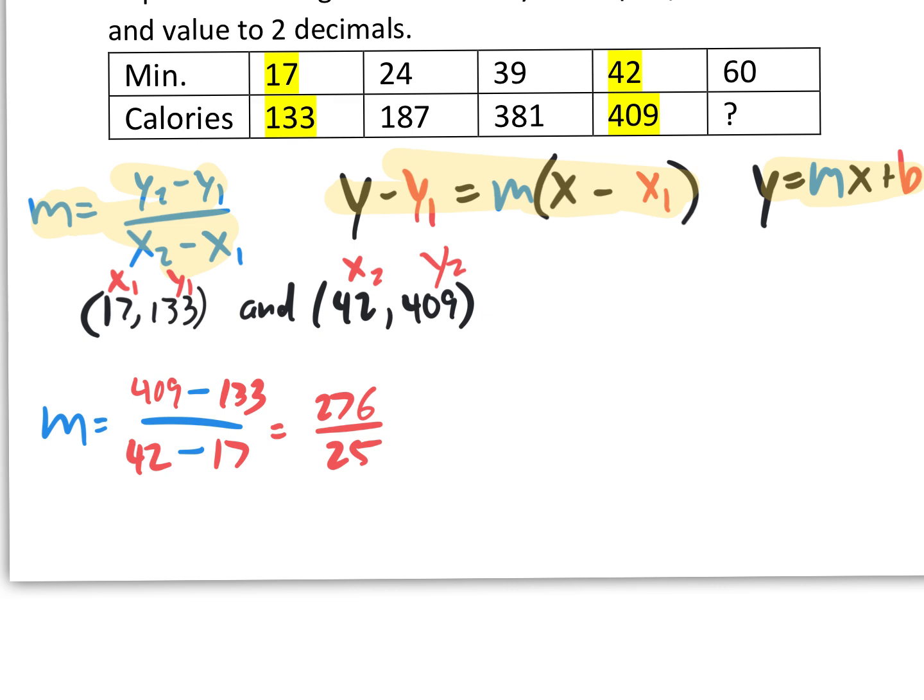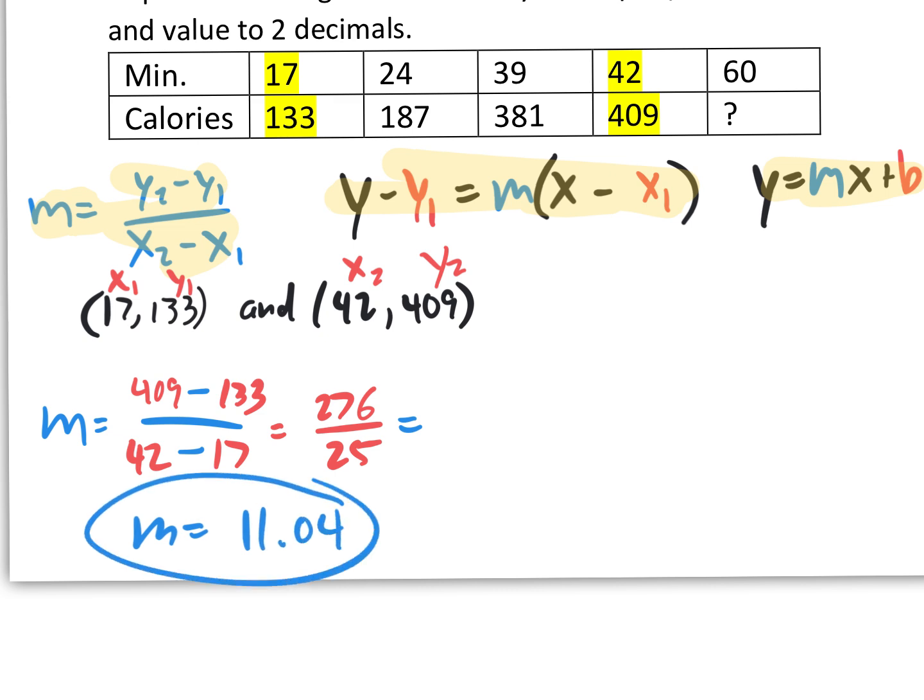Okay, if you look at the instructions, it says write it as a decimal. So we're going to write it as a decimal. On your calculator, you could type in 276 divided by 25. And if it leaves it as a fraction, then you could hit the SD button and that'll switch it to a decimal. The SD button switches fractions to decimals. So 276 divided by 25, use the SD button, it'll be 11.04. So the slope, the m, is 11.04. Okay, that's my slope. I know it's ugly, it has decimals.